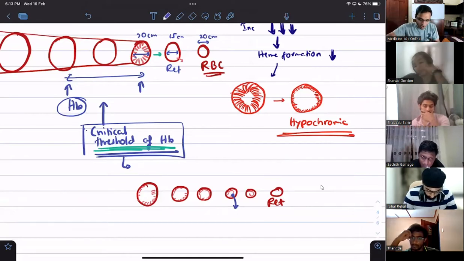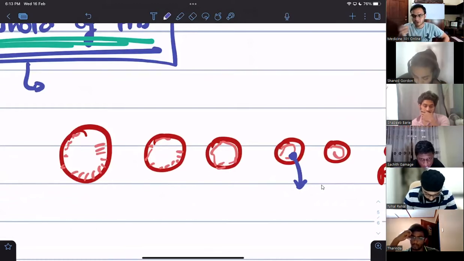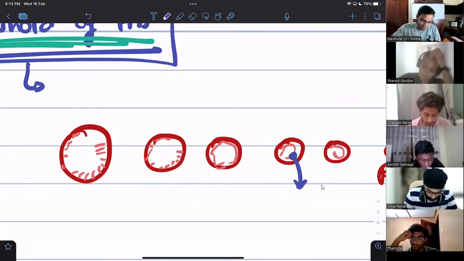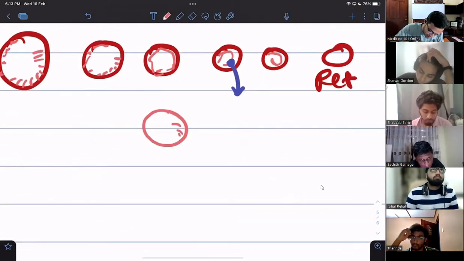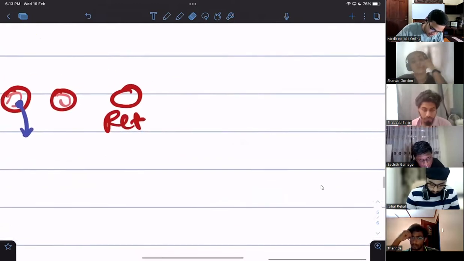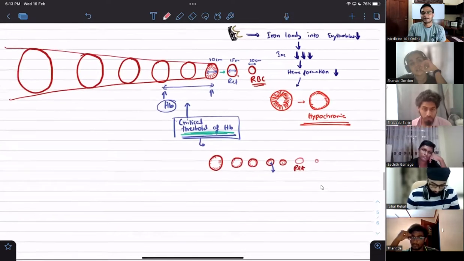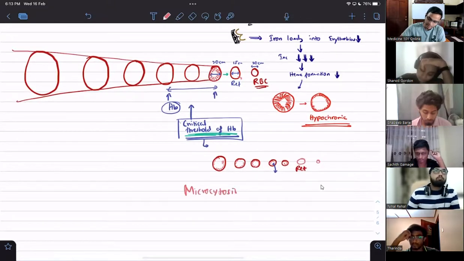Until then, because hemoglobin is not filling, only in the very corners there will be a little bit of hemoglobin, not enough hemoglobin to fill it. Critical threshold cannot be reached. Therefore, the RBC gets smaller and smaller and smaller. Finally, it will come to that tiny size. Okay, let me draw it somewhere here. That is the reticulocyte, one more smaller than that. And that will give the microcytosis. Did everyone understand this concept?